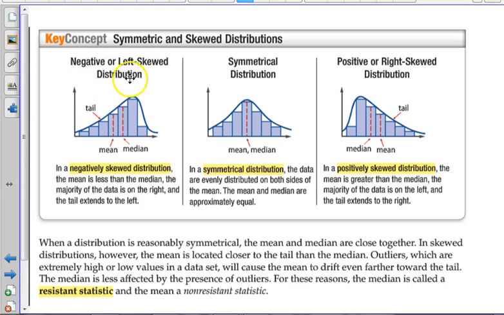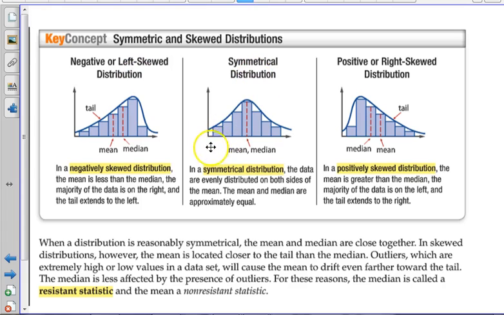A negative or left skewed distribution of data means the mean, the average, is less than the middle number. The majority of the data is on the right and the tail extends off to the left. Basically I'd give you a picture of one of these choices and ask, is this data left skewed, right skewed, or symmetric, or none of the above? When the tail is off on the left and most of the data is to the right, it's screwed up on the left, is the way I remember it.